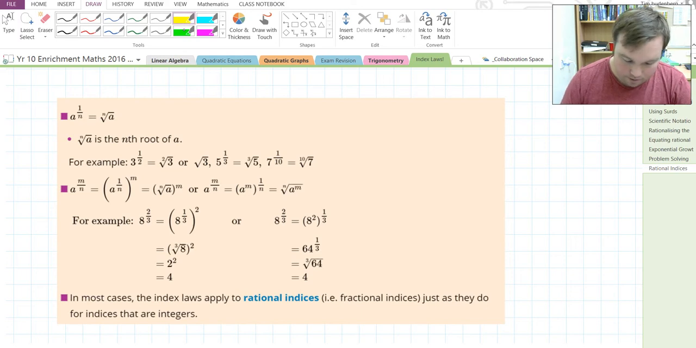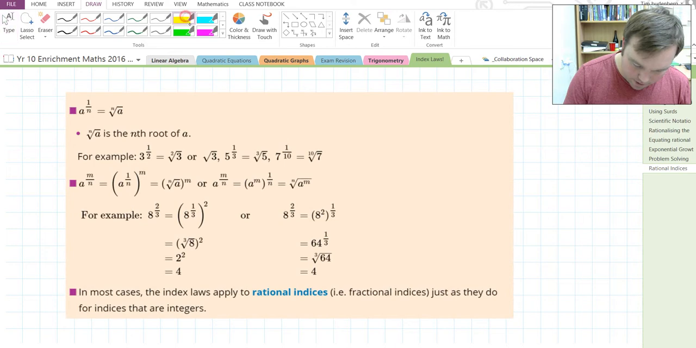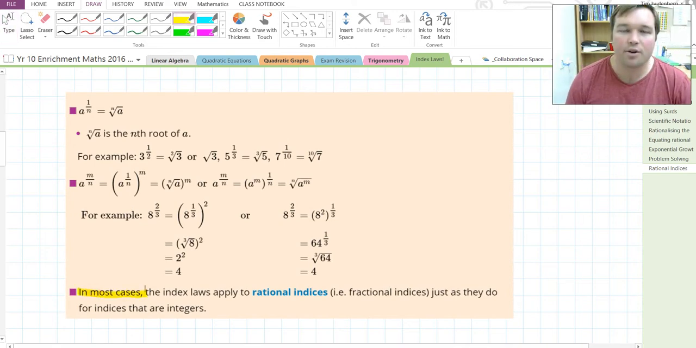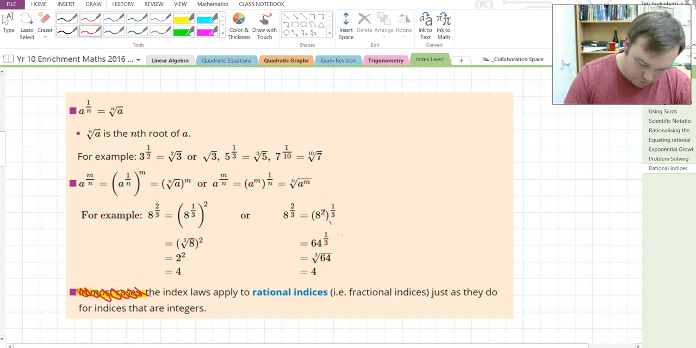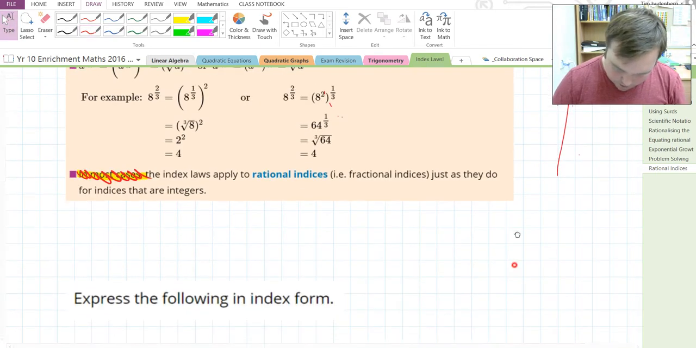So, you write them down. What annoys me is that this is cut straight from the textbook, and in most cases the index laws apply to rational indices. No, most cases is completely wrong. They're laws, they apply to every case of indexes. Alright, so, when my computer stops freezing, we'll scroll down.